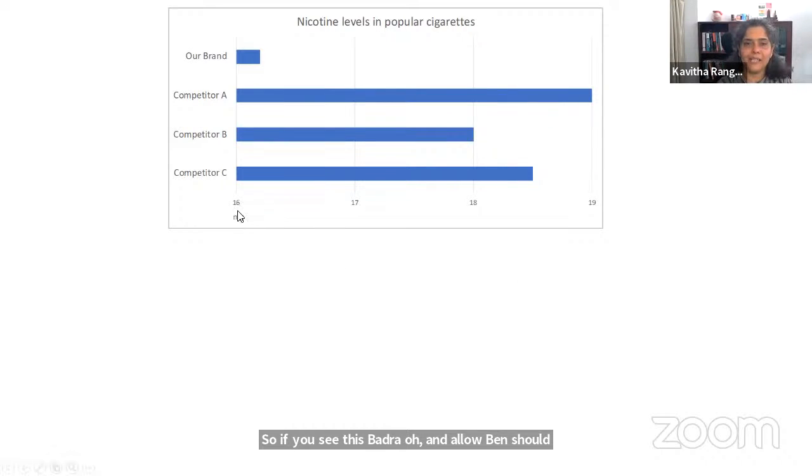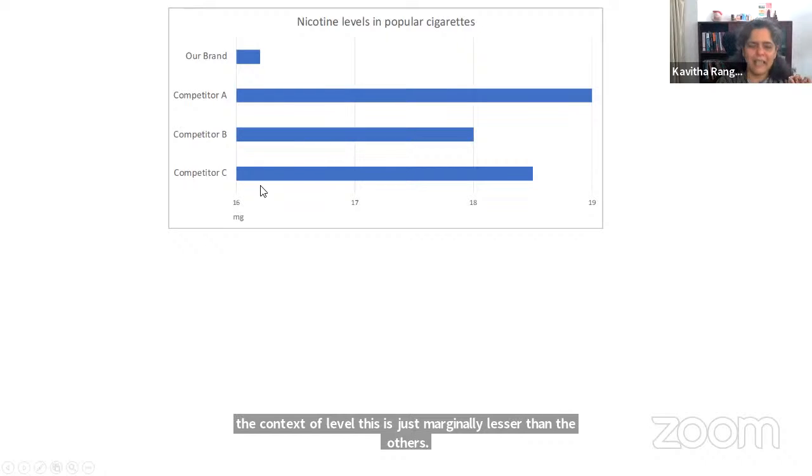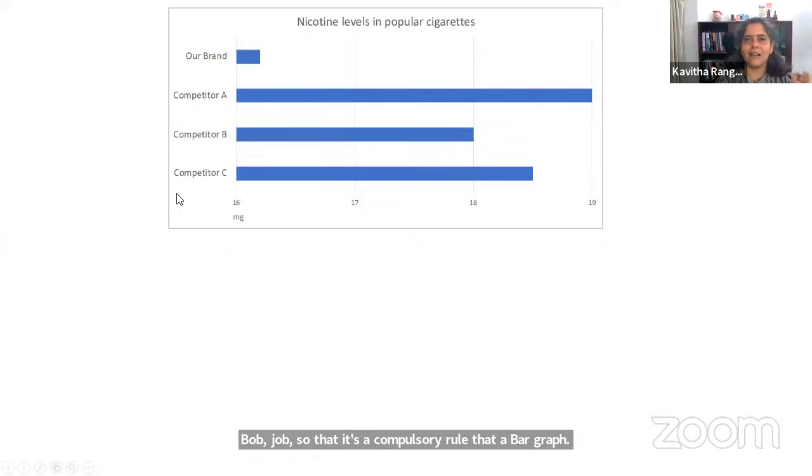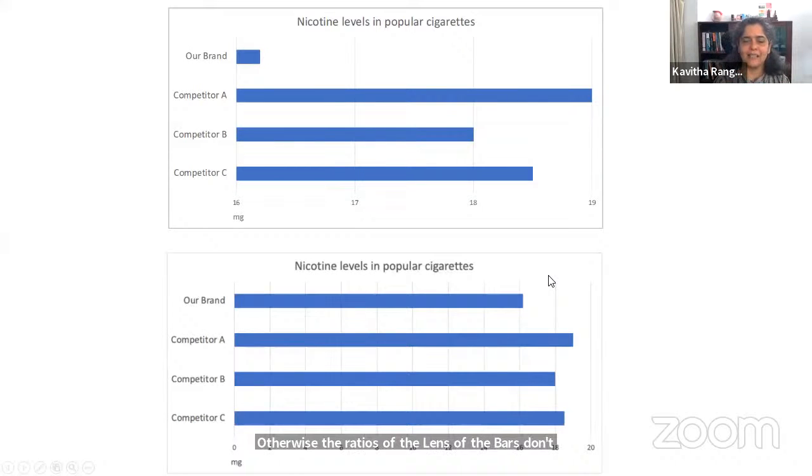What is wrong with this bar graph is that the y-axis, the quantitative axis, is not starting at 0. Okay? Actually, these 4 numbers are not very different from each other in the context of nicotine level. This is just marginally lesser than the others. So for a bar graph, it's a compulsory rule that the quantitative axis should start at 0. Otherwise, the ratios of the lengths of the bars don't represent the quantity. If we fix this, this is the correct way to actually show this data, and you will see that they're just marginally lesser than the others. But you can see how stark it looks in the misleading version.